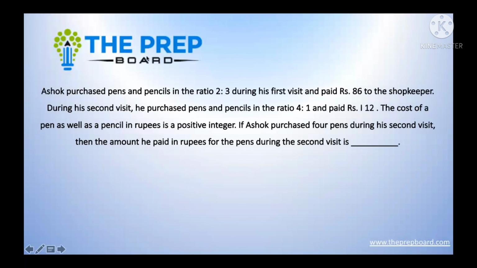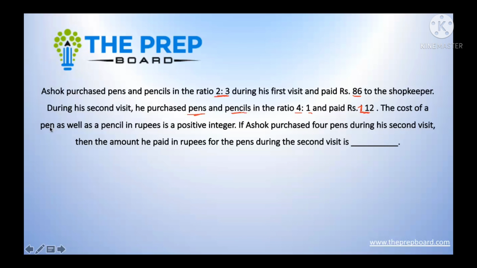Let's move on to the next question. Ashok purchased pens and pencils in a ratio 2:3. So they might have bought 2 and 3, or 4 and 6, or 6 and 9, or any other numbers, during the first visit and paid rupees 86 to the shopkeeper. During the second visit, he purchased pens and pencils in a ratio 4:1 and paid rupees 100. Yeah, this is 112. This one is a misprint. So it's rupees 112.